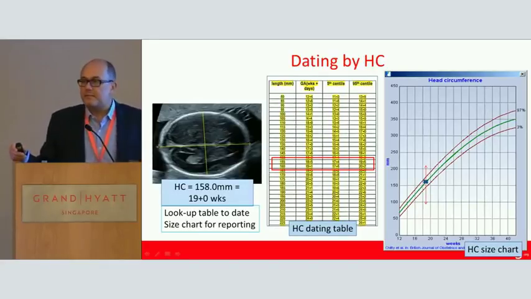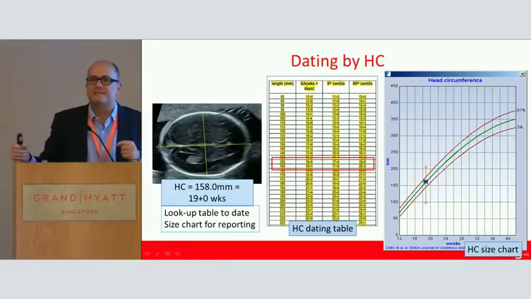So if this woman has come previously at 12 weeks and she had a crown rump length scan, and we now measure the head circumference, and we find a different gestational age, what are we going to do? Are we going to change her dates? No. Great. That's the right answer.